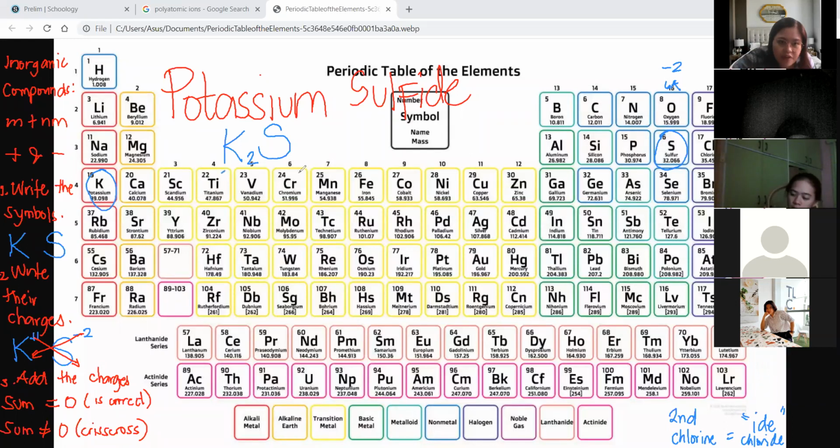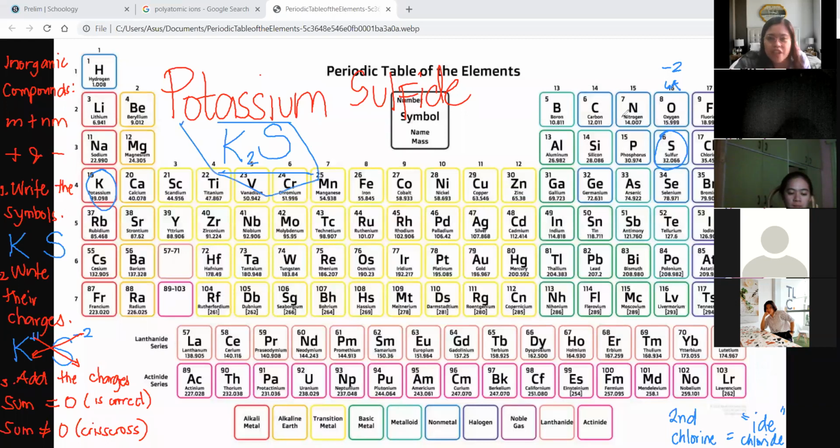So this is the correct formula now for potassium sulfide, K2S. Again, K2S. So those who sent K2S in the chat are correct. It's just that those who placed a 1, there's no need to put a 1 here. It's automatic that if you write a letter S here, you have 1 sulfur. Okay? So this one now is the final answer.